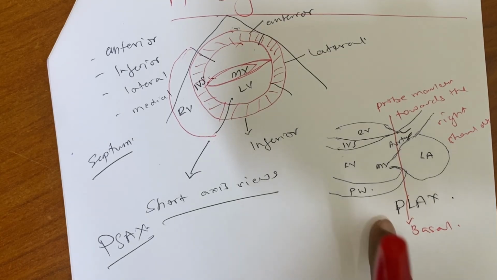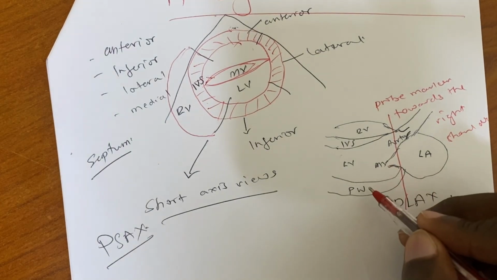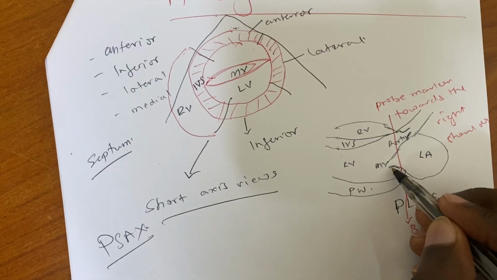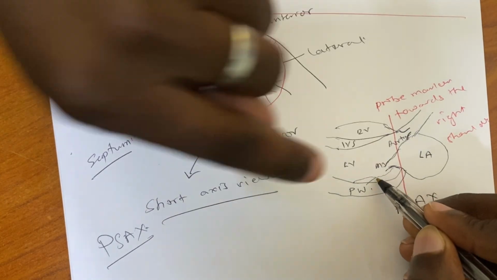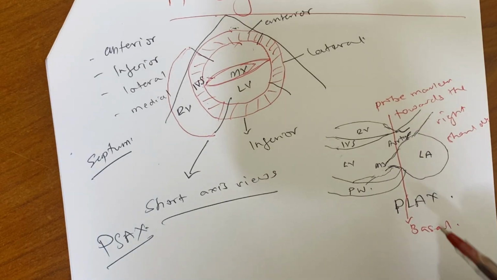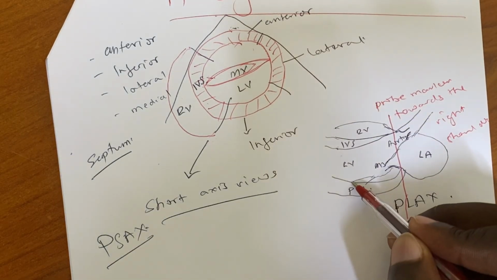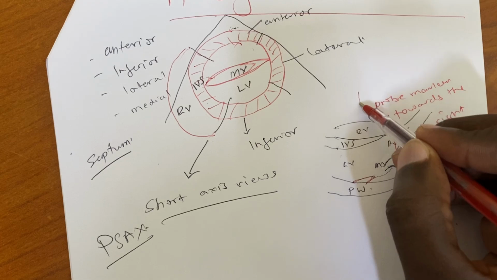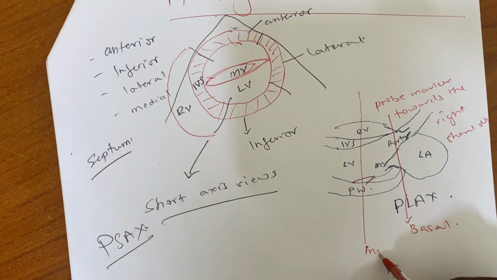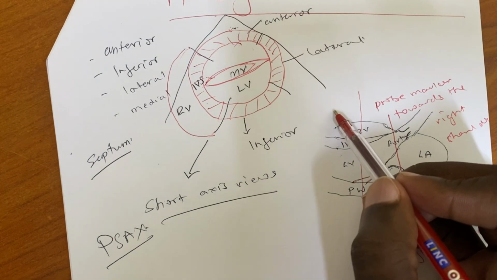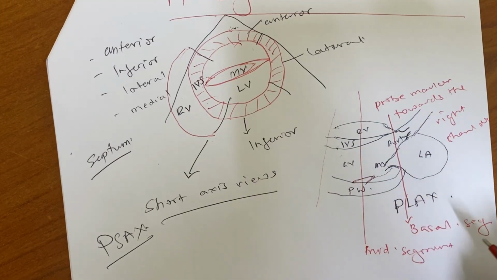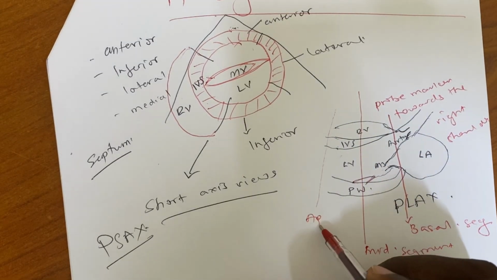It has the mid part. It will measure the cusps. It can be at the cusp, but this is the basal part. We have something called papillary muscles. So the mid part, mid segment, basal segment, mid segment, and then when you go this side towards the end, you find the apex.